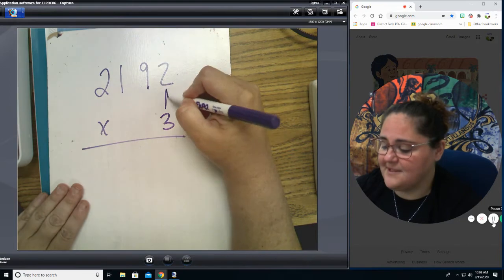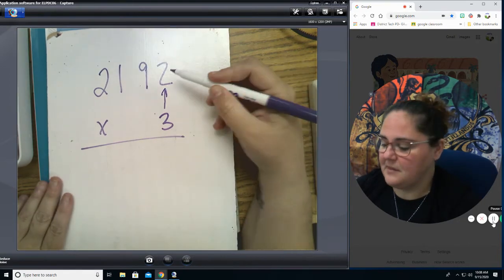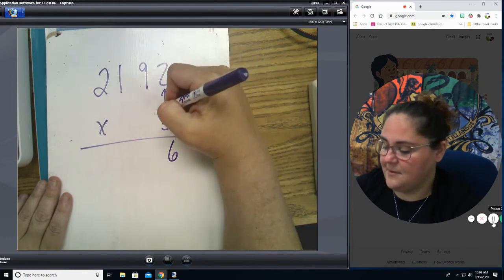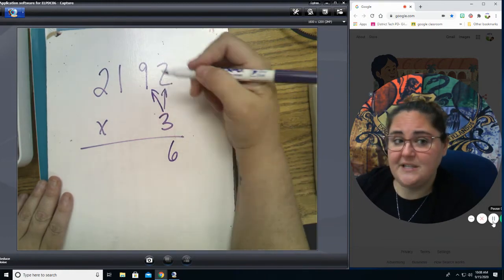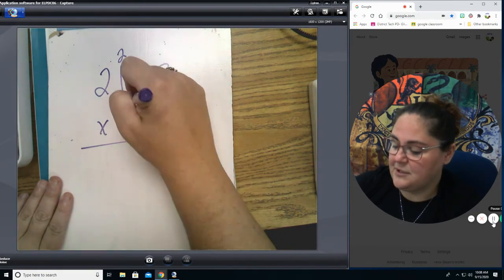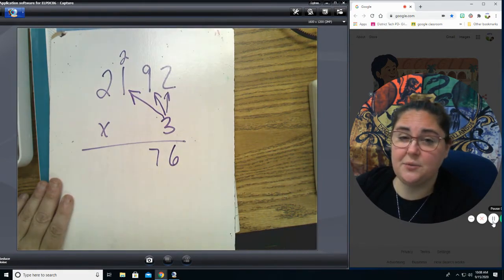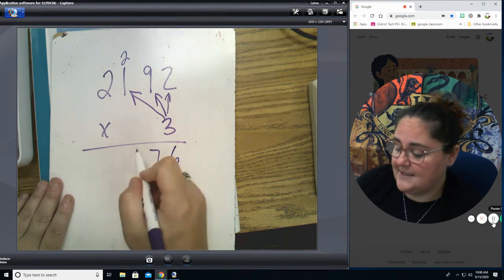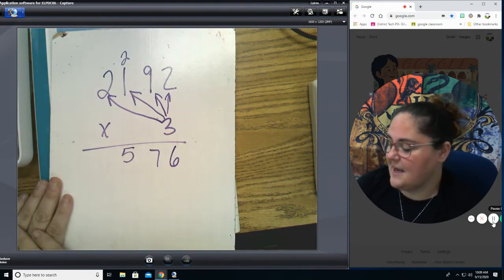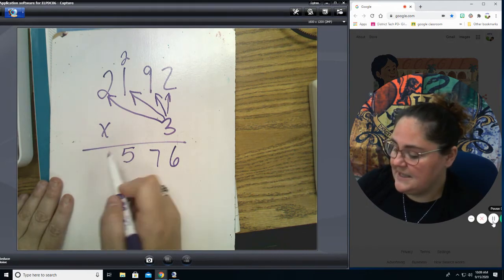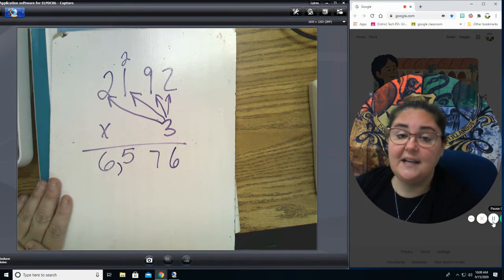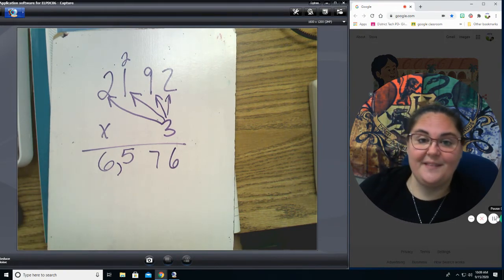I'm going to start by multiplying by my ones column. 3 times 2 is 6. Then I'm going to multiply by my tens column. 3 times 9 is 27. Hundreds column. 3 times 1 is 3, plus 2 is 5. And then I'm going to go to my thousands column. 3 times 2 is 6. 6,576. I hope that was your answer.